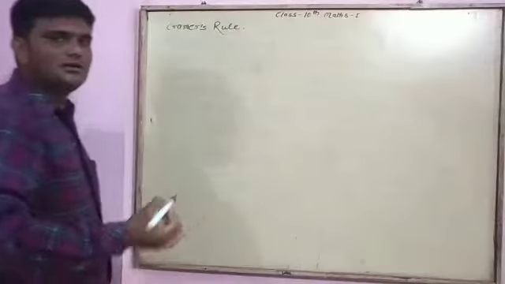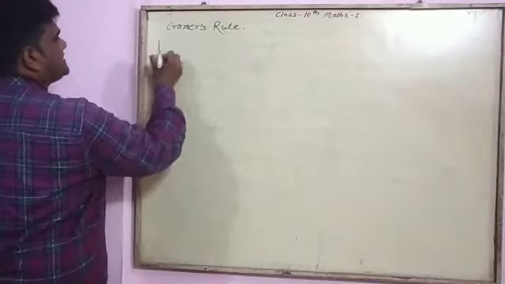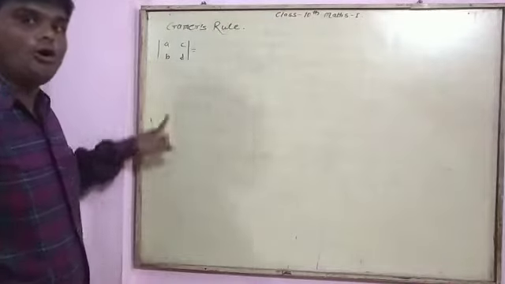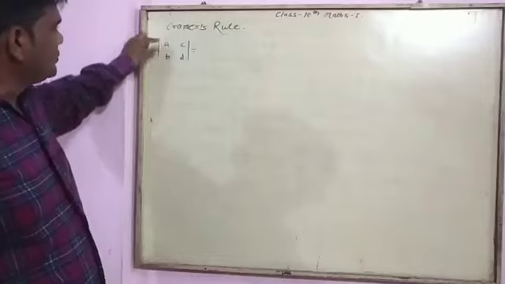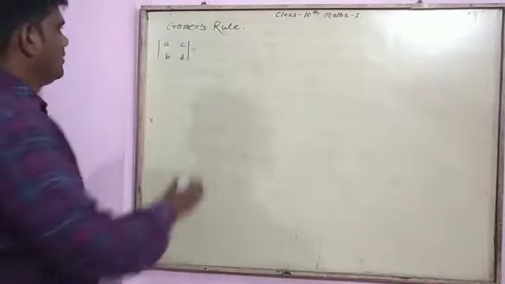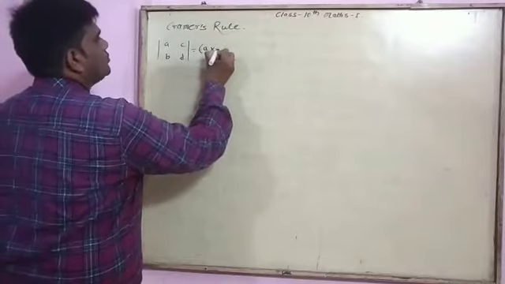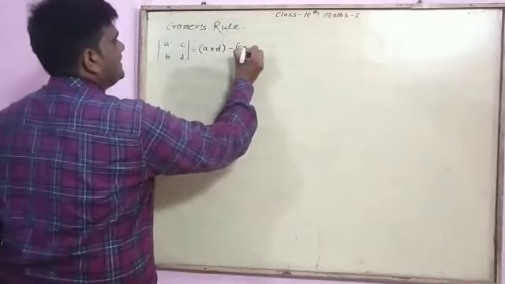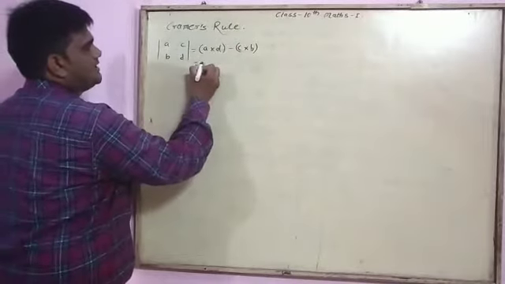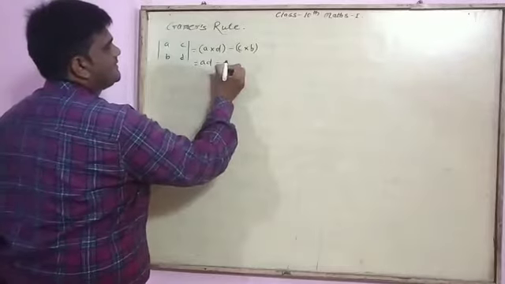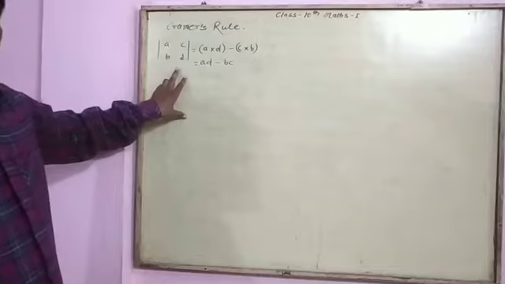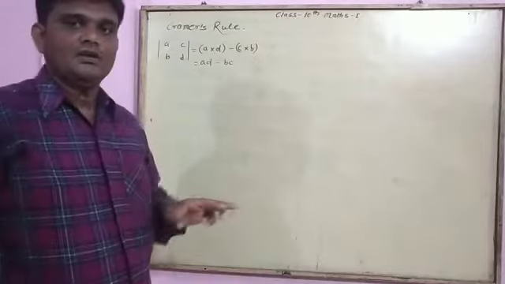I will recall that, just a minute. That is a, b, c, d. This is the determinant of the 2 by 2 type, meaning 2 rows and 2 columns. We solve this as a into d minus c into b. That is ad minus cb, that is bc or cb. This is the way we solve the determinants easily.